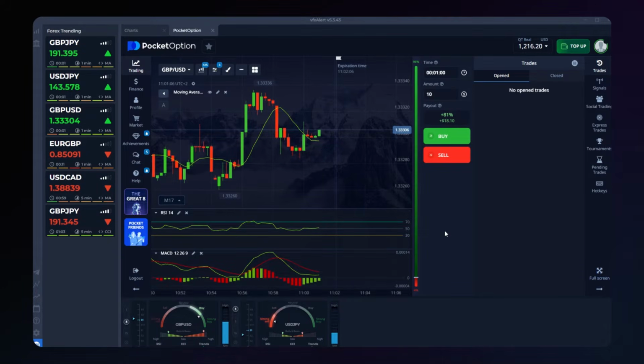Now let's check the conditions for the next entry. Signal shows up. RSI crosses 50 upwards. MACD is below 0 but moving up. Everything says it's time to open a buy trade.